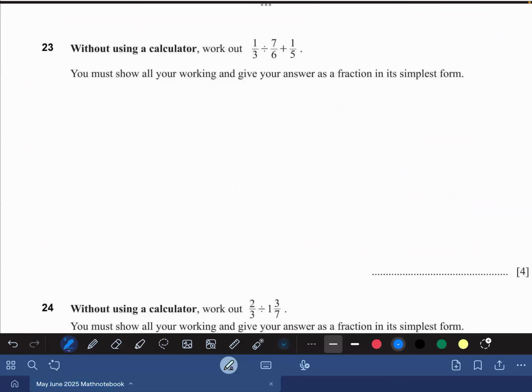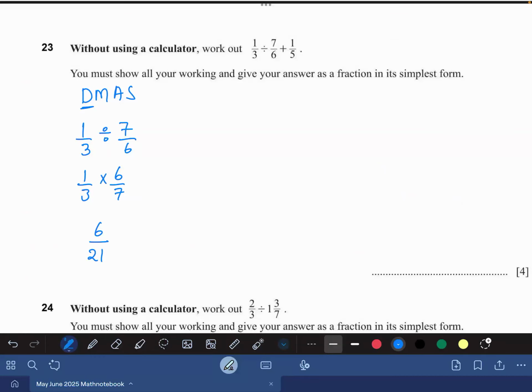Proceeding without using a calculator. So please remember it is BODMAS. So division, multiplication, addition, and subtraction. So division first. So 1 over 3 divided by 7 by 6. So it's a crossfire, or you can flip as well. So 1 by 3 multiplied by 6 by 7. So 6 ones are 6, 3 sevens are 21. I can simplify the question. So this fraction is 2 by 7.